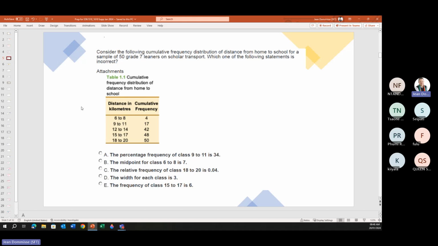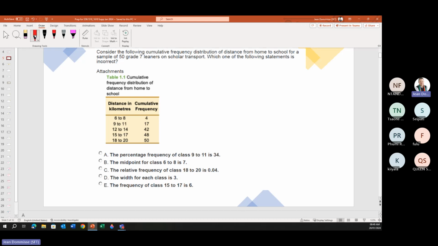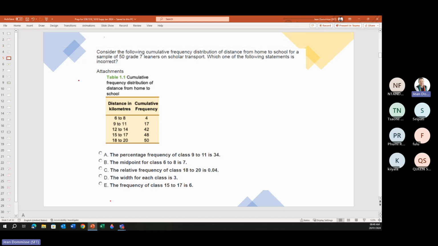But when we look at just data, and they tell us it's cumulative or it's with a frequency, then it is purely looking at the data with no other things connected to it. So let's first look at what they give us. They give us data. They tell us it's cumulative.